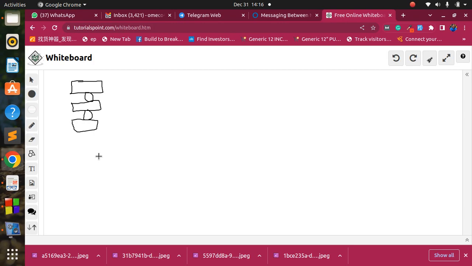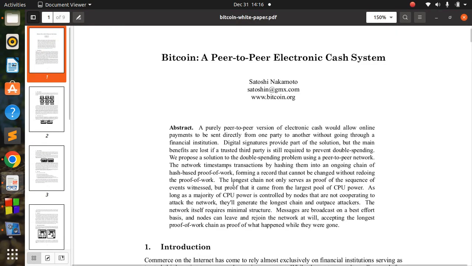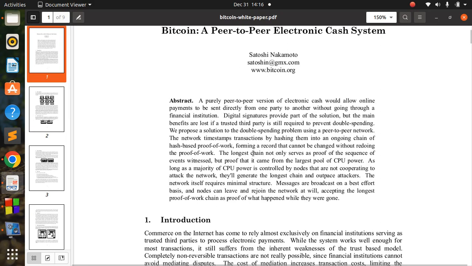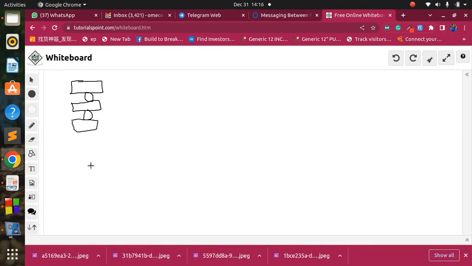So if you look carefully here, forming a record that cannot be changed without redoing the proof of work. The longest chain not only serves as proof of the sequence of events witnessed, but proof that it came from the largest pool of CPU power. It means this chain can be as long as possible. It just keeps going like that.